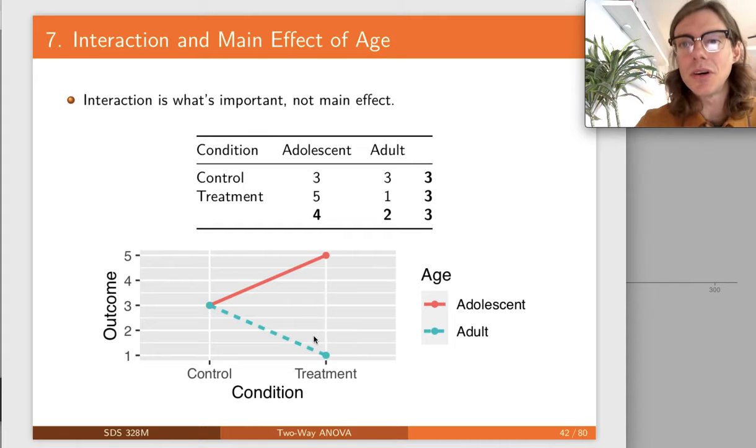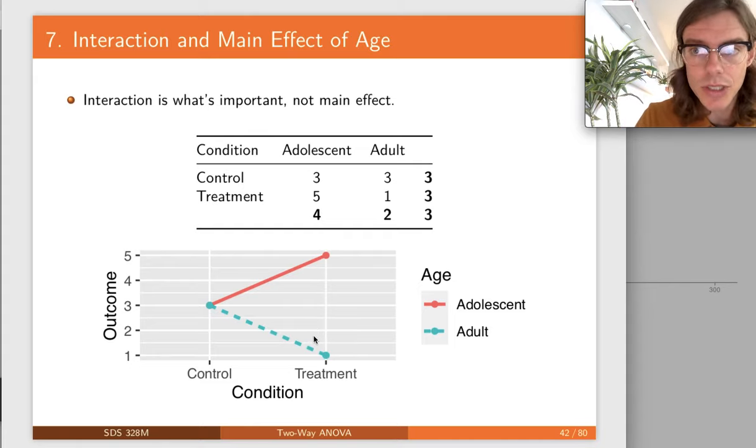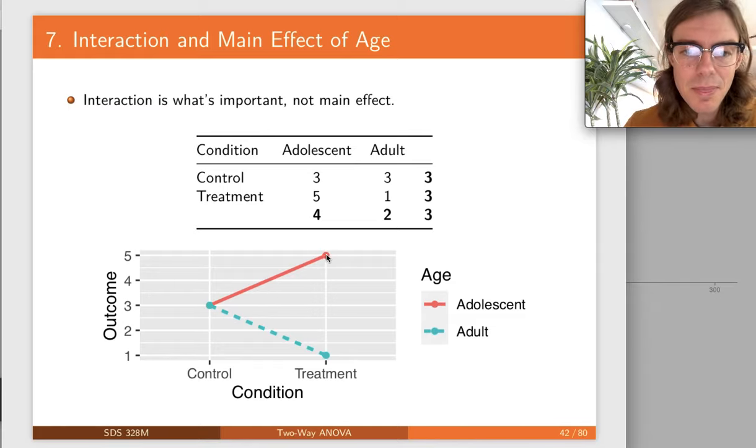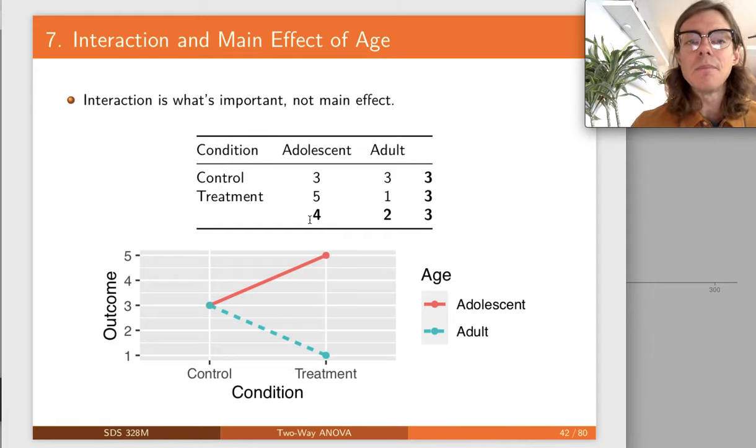Cool. So in general, if there's an interaction, the interaction is what's important, right? Think about it. If you're going to claim that adolescents have a higher outcome than adults, that's true on average. But look, in the control group, it's not true at all. They have the same outcome on average. In the control group, adolescents are 3, adults are 3. So it's not really fair to say adolescents have a higher outcome than adults on average.